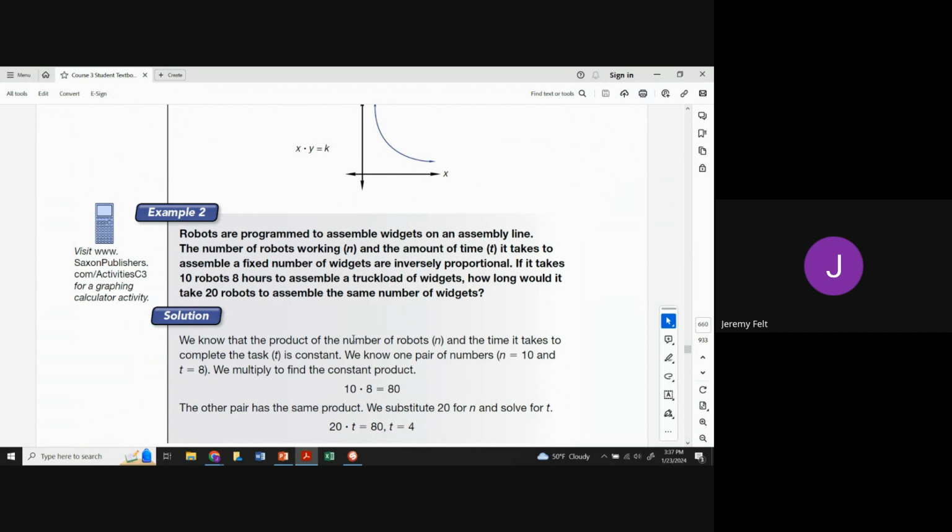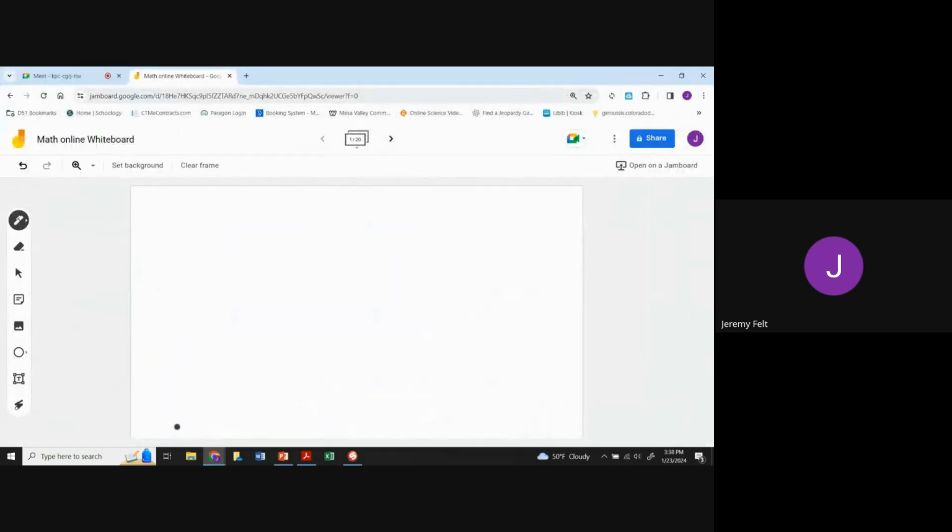So we have robots are programmed to assemble the widgets on an assembly line. The number of robots working N and the amount of time it takes to assemble a fixed number of widgets are inversely proportional. If it takes 10 robots 8 hours to assemble a truckload of widgets, how long would it take 20 robots to assemble the same number of widgets? So let's first start out with what we have.